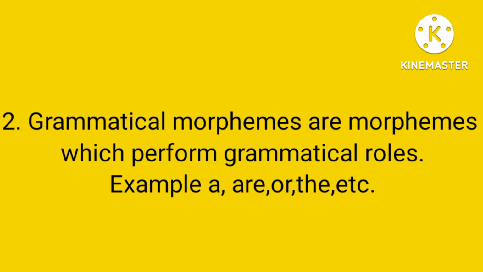Let's look at grammatical or functional morphemes. These are morphemes which perform grammatical functions. Such morphemes belong to the minor word classes: prepositions, conjunctions, articles, pronouns. Examples are me, wow, because, in, and, or, etc.